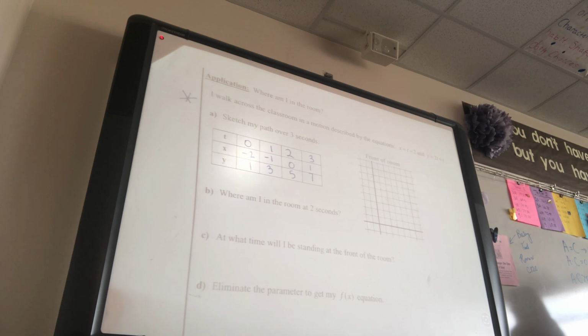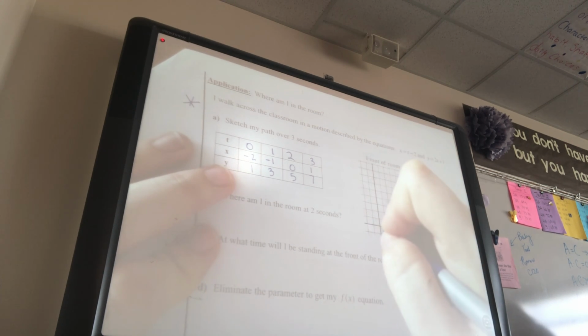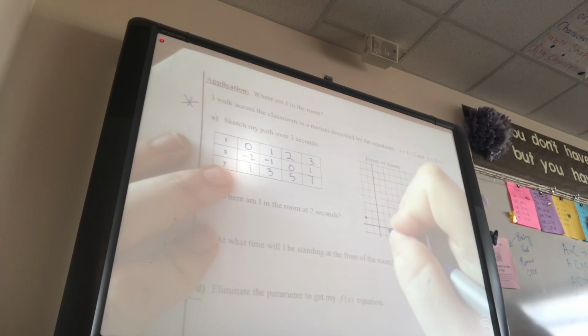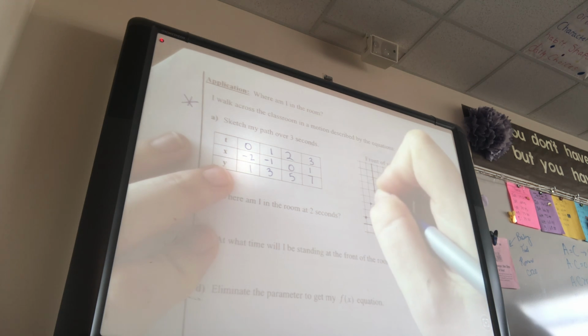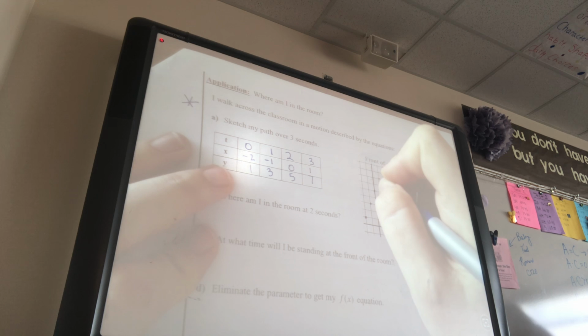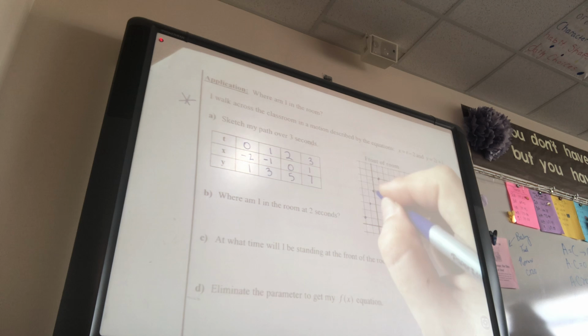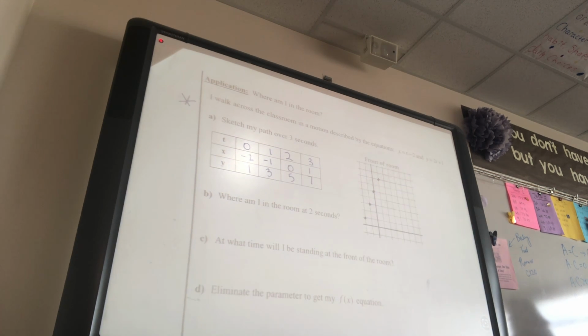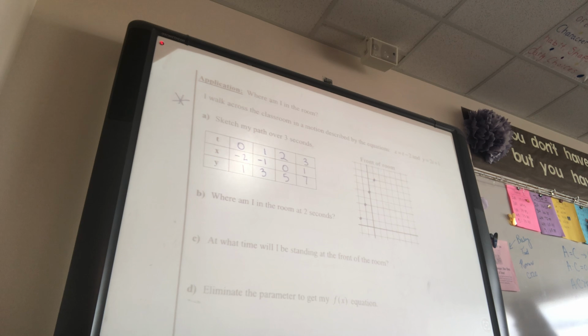Now we're going to treat these like we always have. I'm going to graph the xy coordinates here. My first one is going to be -2, 1. Then -1, 3. Then 0, 5. And 1, 7. All right, so I'm making my way to the front of the room as time passes.